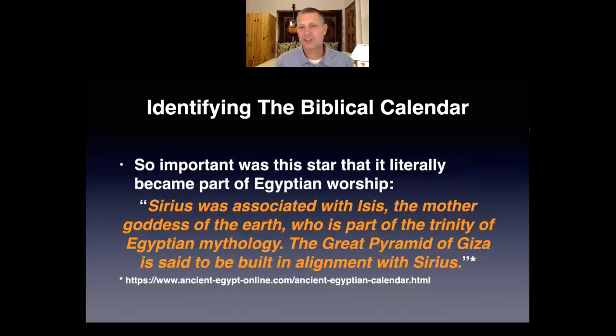So important was this star that it literally became part of Egyptian worship. As we read here, quote, "Sirius was associated with Isis, the mother goddess of the earth, who is part of the trinity of Egyptian mythology. The Greek pyramid of Giza is said to be built in alignment with Sirius."